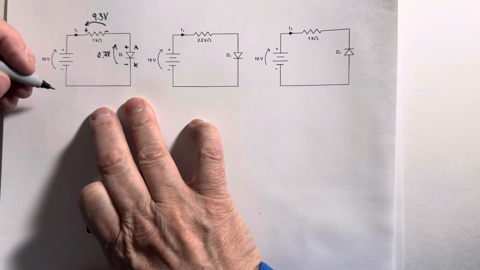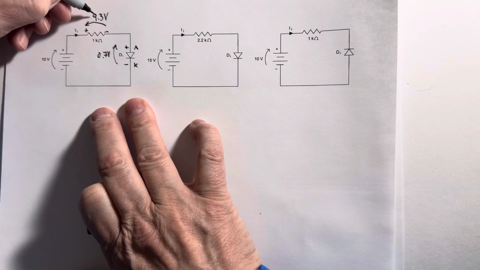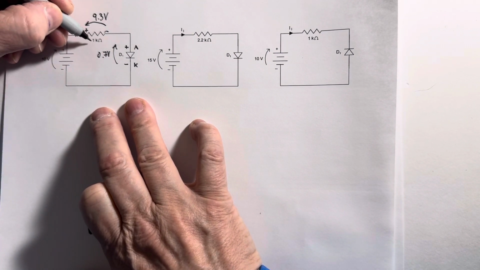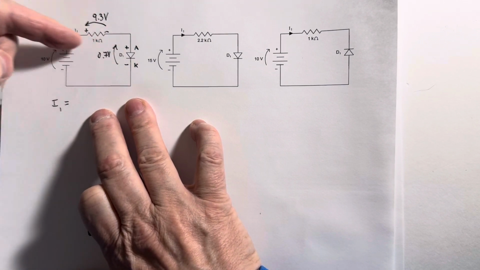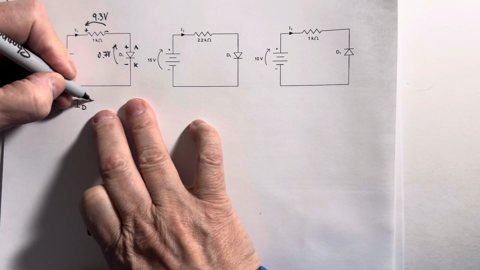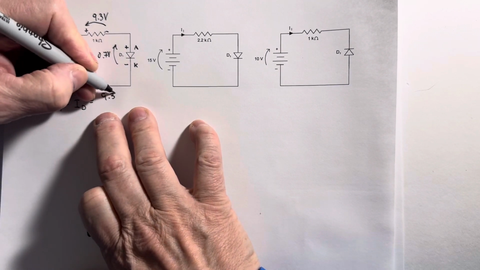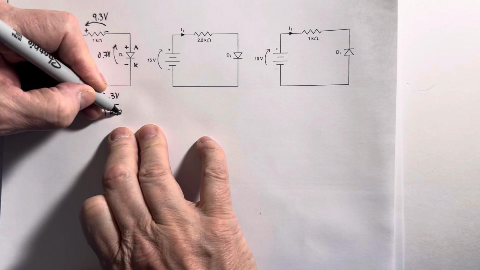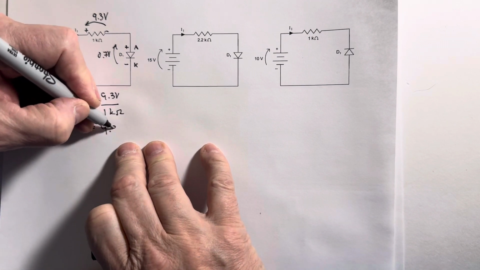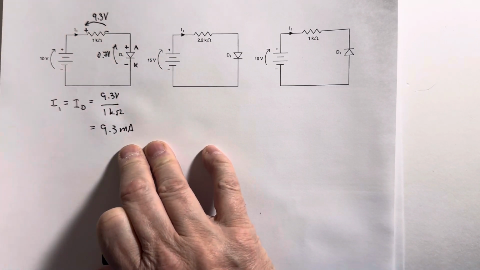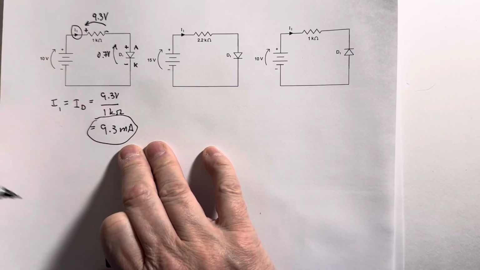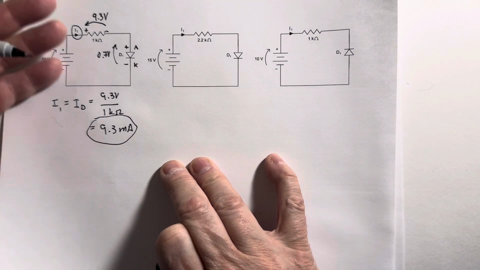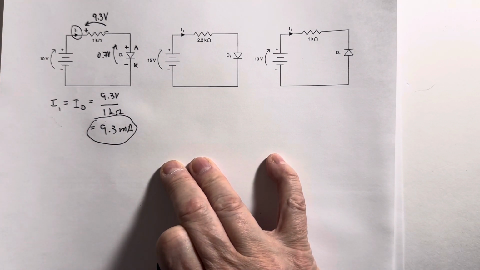Using Ohm's law, the current through the resistor is the voltage dropped across the resistor divided by its resistance. In other words, I1 is equal to the diode current, which is equal to 9.3 volts divided by 1 k ohm, which is 9.3 milliamps. So the diode current in this circuit is 9.3 milliamps. We could build that and verify it, and it would come out really, really close to that.